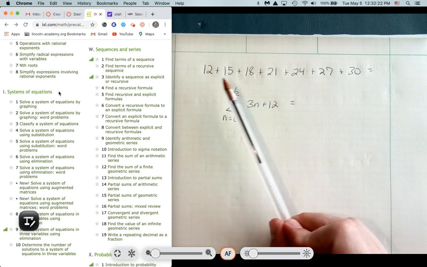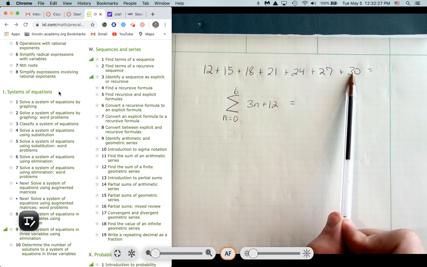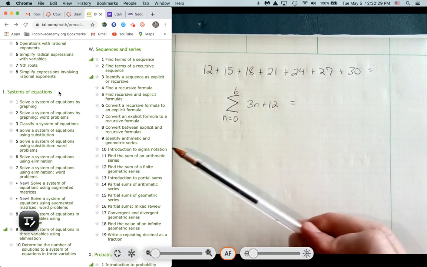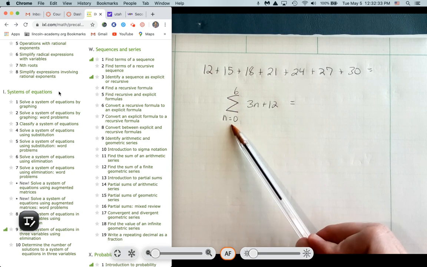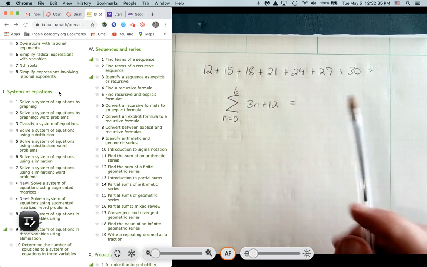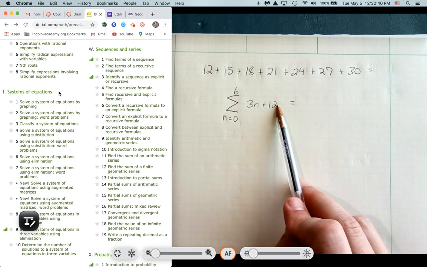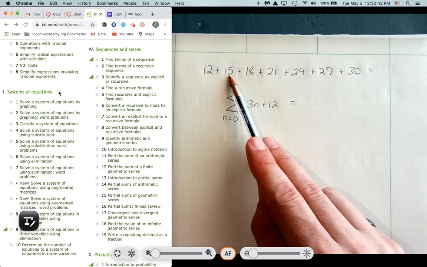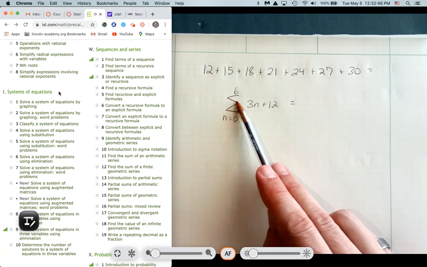And then I just asked myself, how many terms are there? 1, 2, 3, 4, 5, 6, 7. 7 terms. So if I start with the 0th term, I only go up to 6, because that would be 7 total terms. And then I can just write this sequence out as this linear expression. To go from one term to the next is a linear expression, and I'm summing those terms. That's why I use the sum.